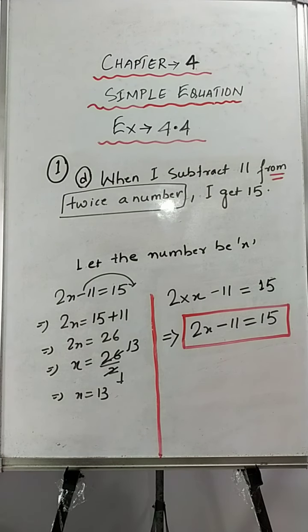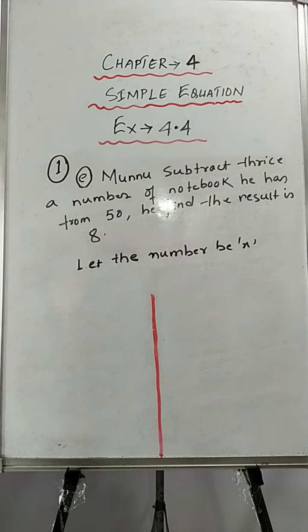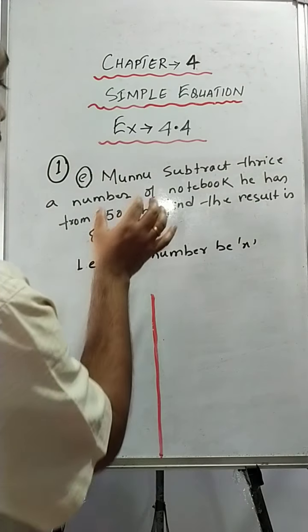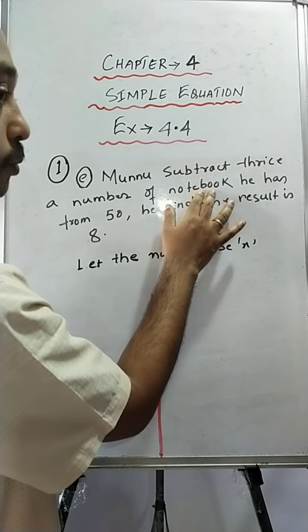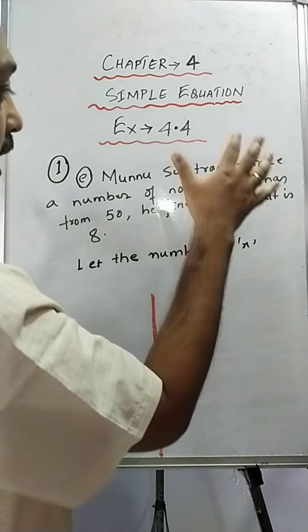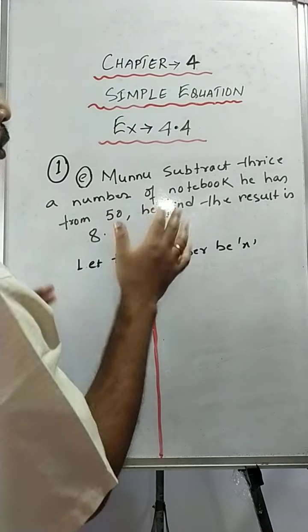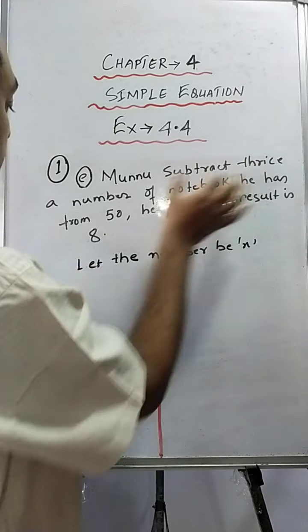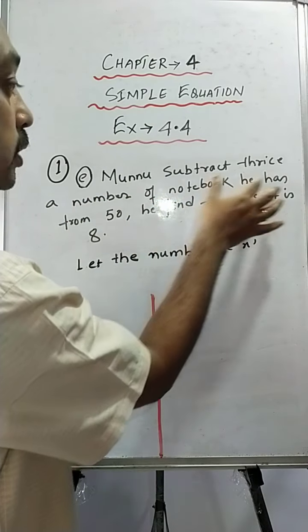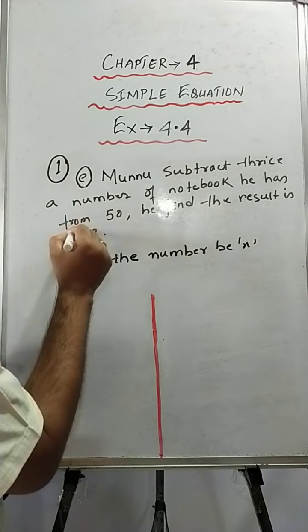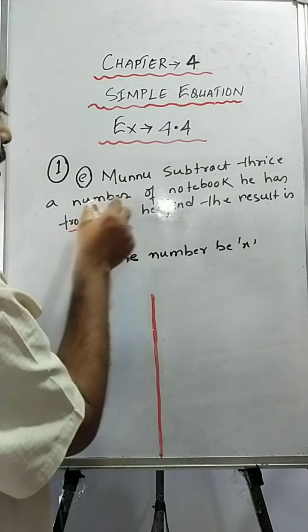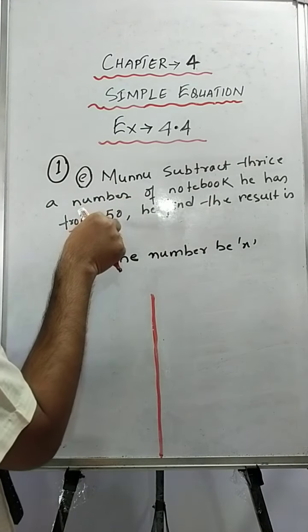Now let's move on to the last sum of today's session. That is sum number E. So in sum number E we have Munnu as a boy subtracts thrice a number of the notebook. Suppose he has some number of notebooks. So what he is doing is that he is subtracting the thrice of the number of notebooks that he has from 50. Again you see, from 50. That means you have to subtract this thrice a number from 50.